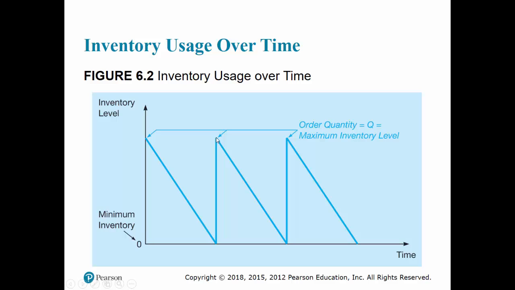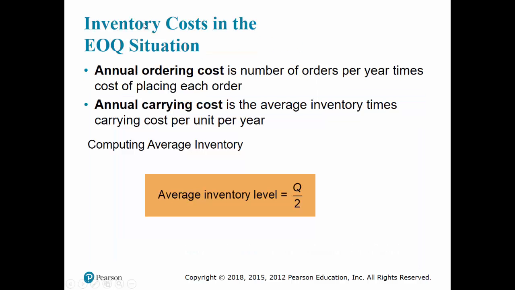Then again, demand being constant, it just goes down at a constant rate, and the order having been placed at the precise moment needed, when the next cycle inventory reaches 0, the new shipment will arrive and the quantity will shoot back up to Q. So this process will repeat over and over again. So this is the pattern of usage over time for our inventory. Okay, so given that, let's look at how to compute the cost.